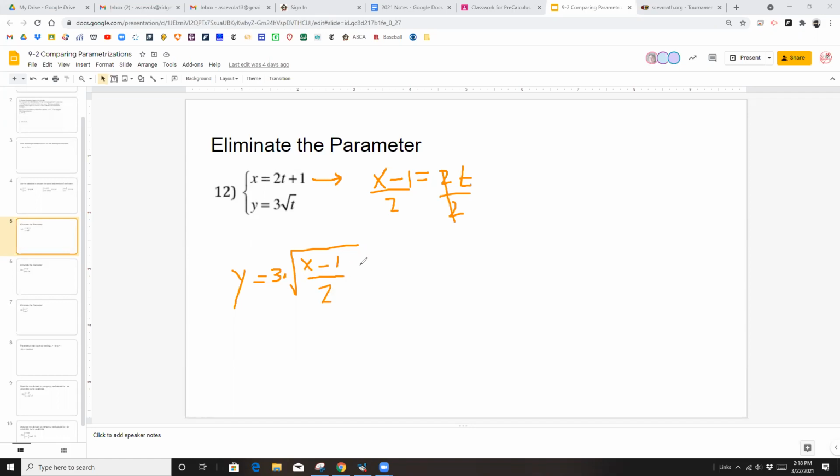But so that's to eliminate the parameter: solve for t in one of the equations, and then plug t into the other one. And you always want to have y in terms of x, because, you know, functions are defined as like f of x or y in terms of x. Like x is the independent variable, so that should be the one that has all the operations being done to it. And then f of x or y should be alone on the left side of the equation. All right, so that's how you eliminate the parameter there.